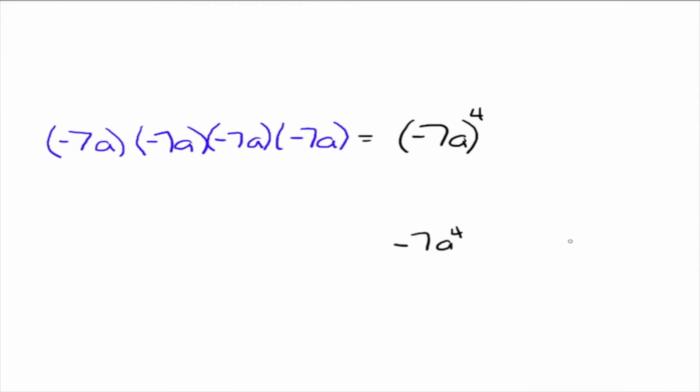If you do not put the parentheses in, then it looks like this. And that 4 is only on the a. It's not even on the 7. Because remember, the base for the exponent is the number that's immediately to its left, and so that would be the a. So it's very important to remember when you have parentheses and when you do not. This down here just means -7 times a times a times a times a, and that's not what we have up here. Okay, enough on that.